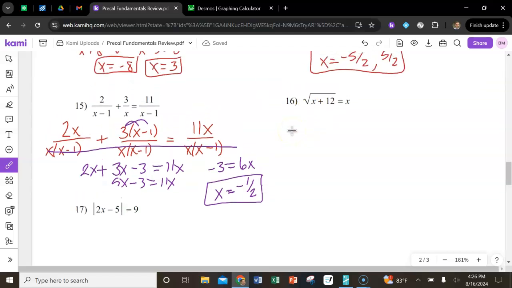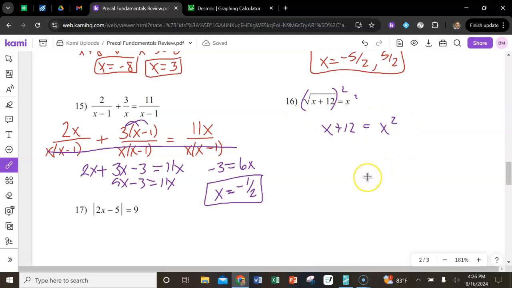Number 16 is a radical equation. I want to get rid of my square root. I do so by squaring both sides. I would get x plus 12 equals x squared. I then want to get everything equal to 0. I want to get it equal to 0 because I have a quadratic.